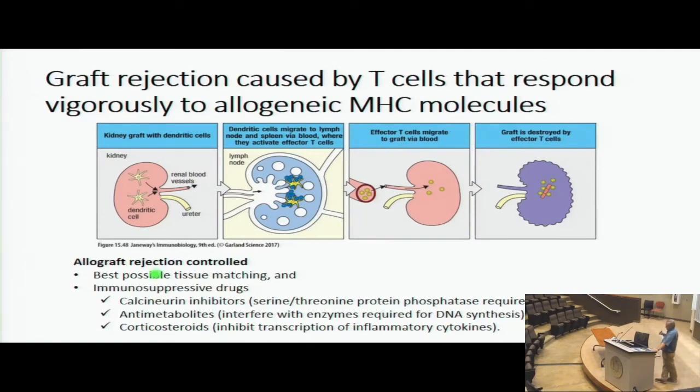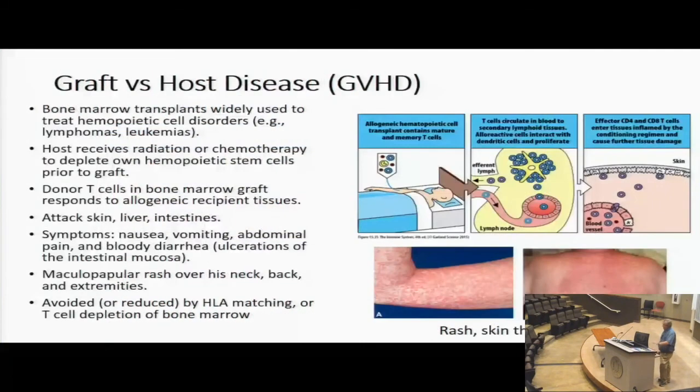And then you use that as well as a mixture of immunosuppressive drugs to try and tone down the immune system to prevent rejection. So those are the typical drugs that are used. So it's a combination of tissue matching and immunosuppressive drugs.